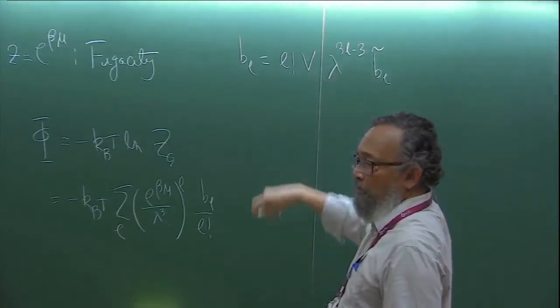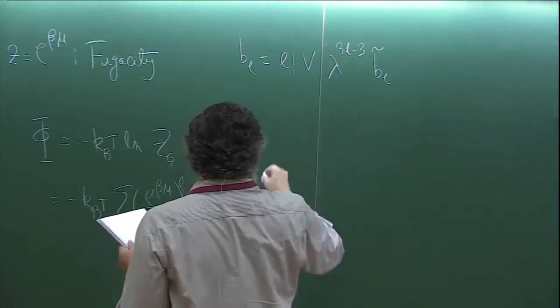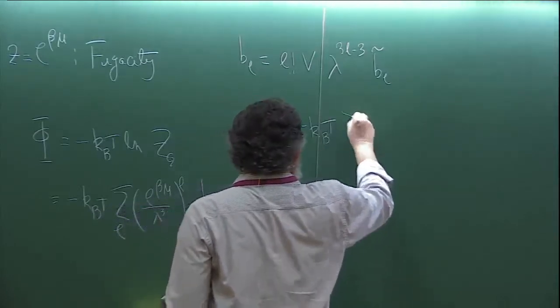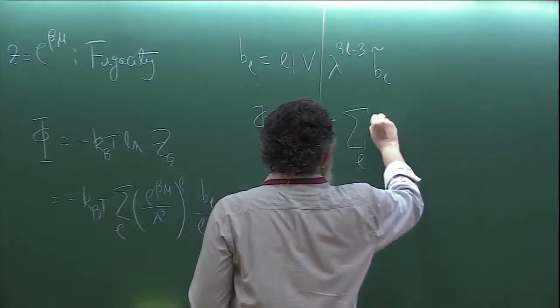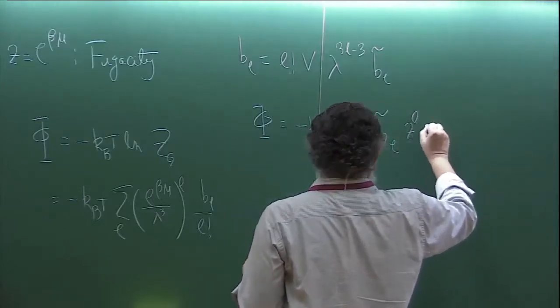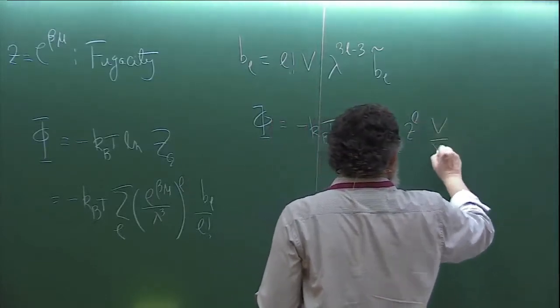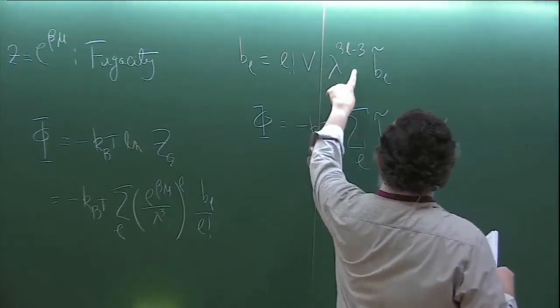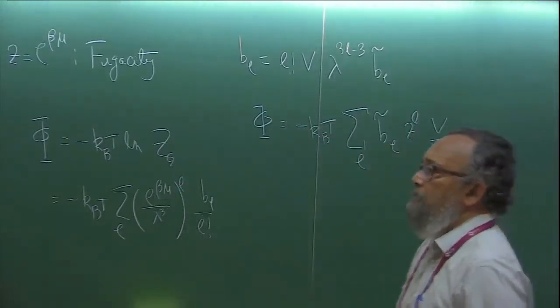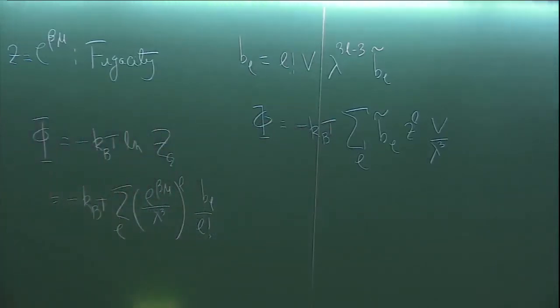This V over lambda cubed, and this Z is a fugacity. So this phi is written as minus kBT, V over lambda cubed, then this BL tilde, and then Z to the L is basically this quantity, Z to the L. So this is an expansion now in terms of this fugacity, and this expansion is called the Mayer expansion. What we'll do now is basically use this to calculate the equation of state and express the equation of state, pressure as a function of volume and number density, and that expansion is derived from here. This is called the cluster expansion.